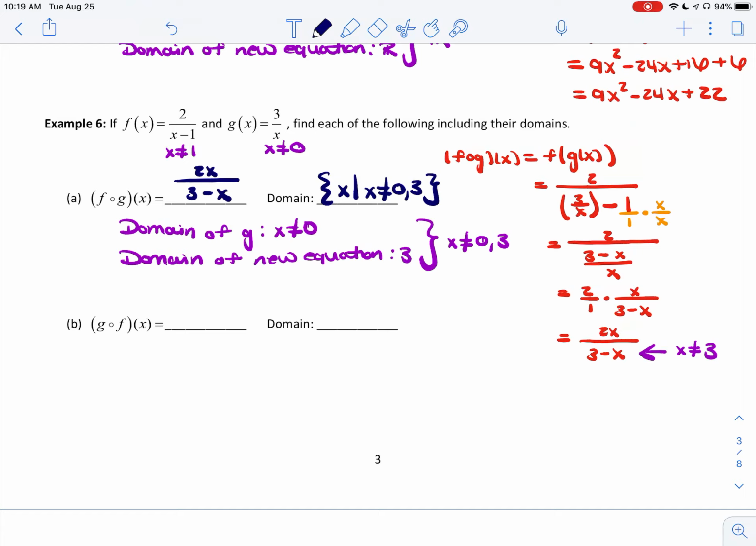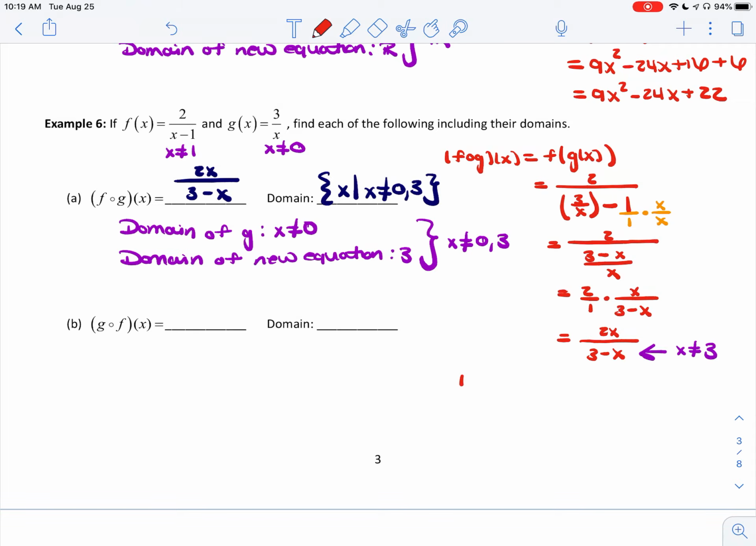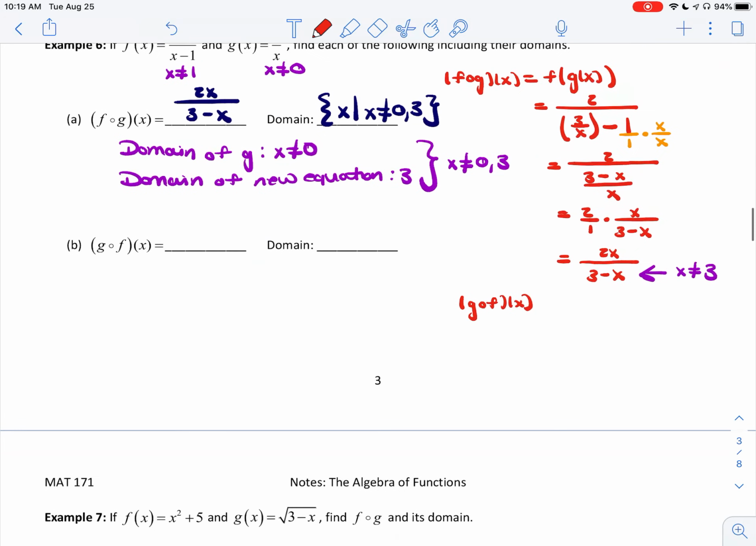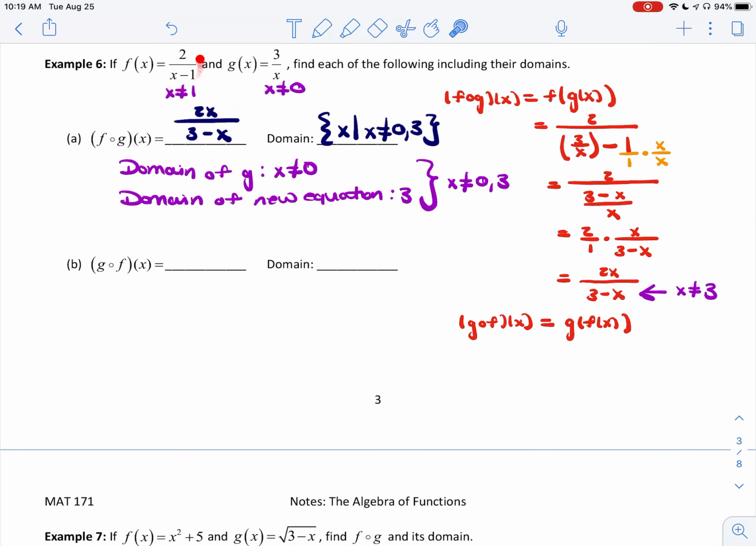All right, let's look at the composition the other direction as well. So let's find g of f, g of f of x. Hopefully I don't run out of room here. All right, so this direction, we're plugging f into g. So this is g of f of x, okay, plugging f into g. So all of this is going to go in for our x over here.